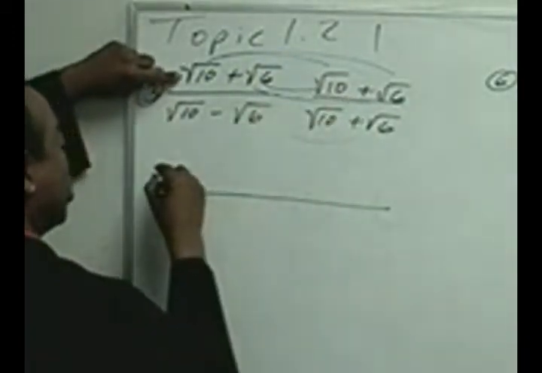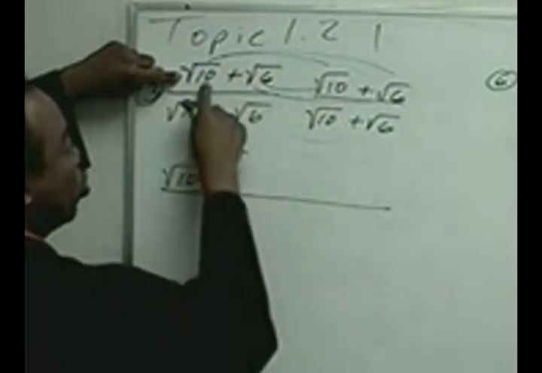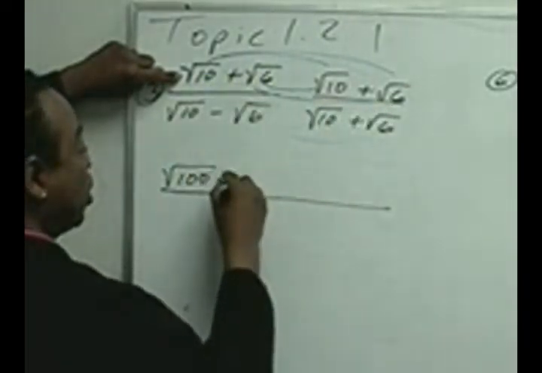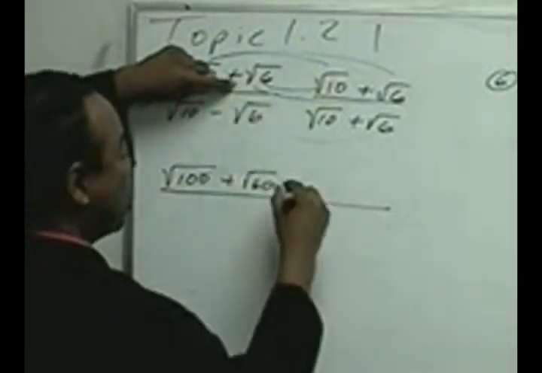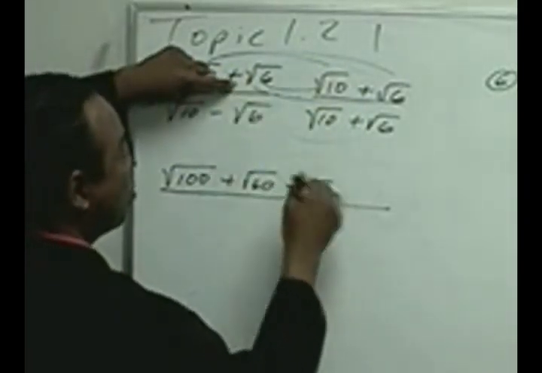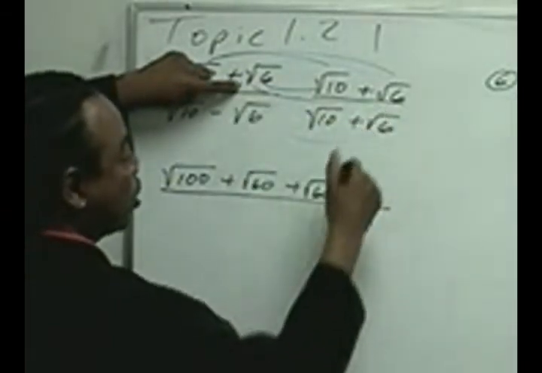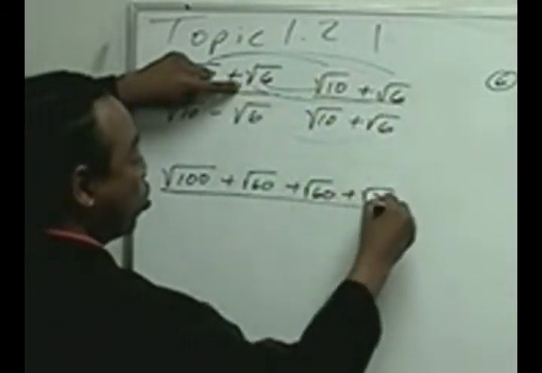Square root of 10 times square root of 10 is the square root of 100. Square root of 10 times 6 is the square root of 60. Square root of 6 times square root of 10 is the square root of 60. And the square root of 6 times the square root of 6 is the square root of 36.